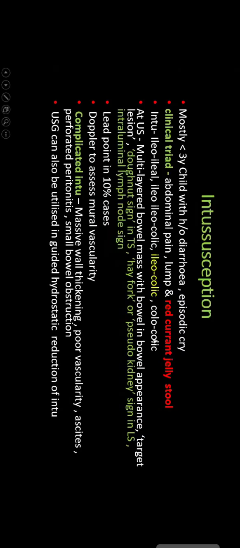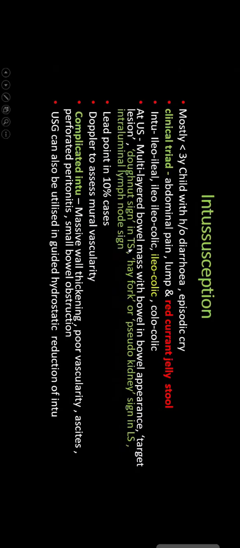Ileocolic or colocolic, the latter uncommon. Most common is ileocolic. At ultrasound, we see a multi-layered bowel mass with bowel-in-bowel appearance, a target-like lesion or donut sign in the transverse plane, hair fork or pseudokidney sign in the longitudinal plane, and the intraluminal mesentery or lymph node sign.